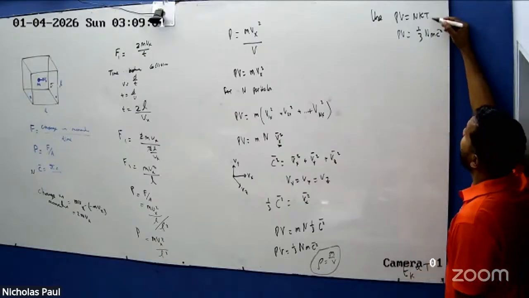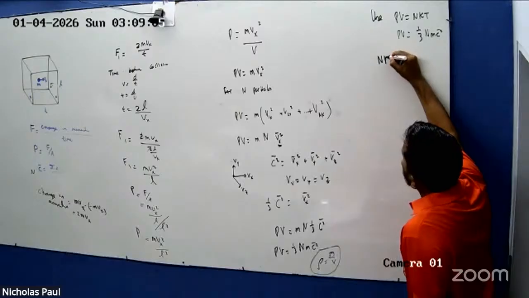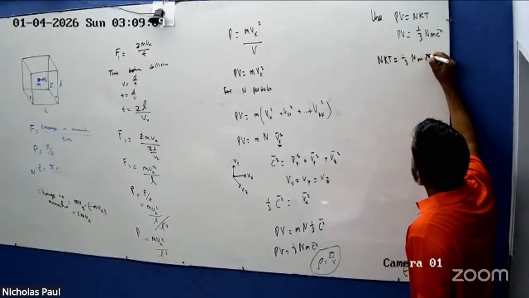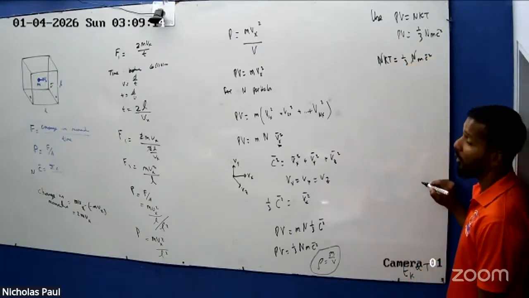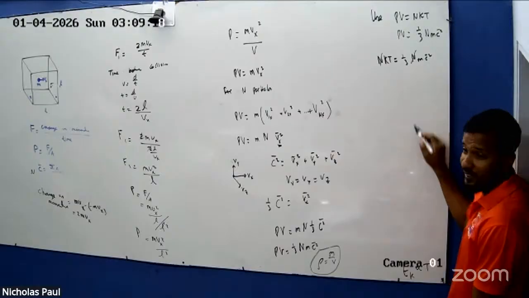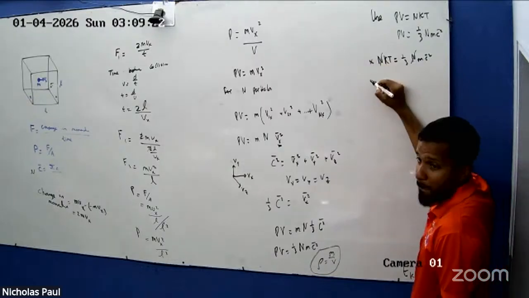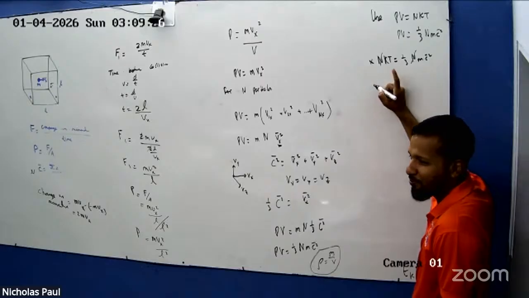These two will equal, right? You will equate these two. NkT is equal to 1/3 N m c squared. N will cancel. What do you do now? I will get a half, right? How do I turn a third into a half? Multiply by 6.